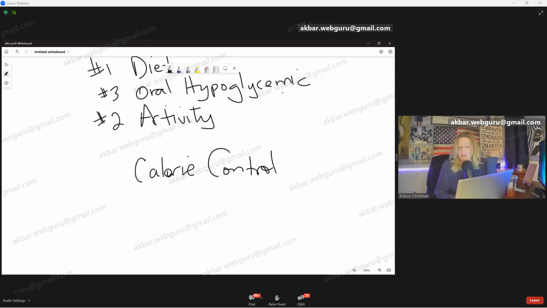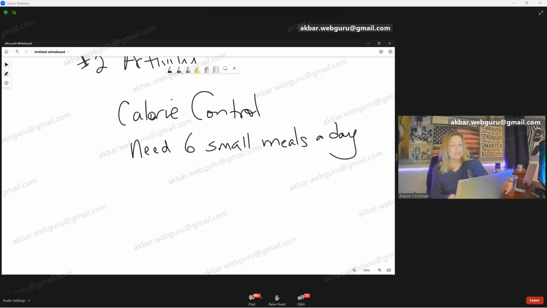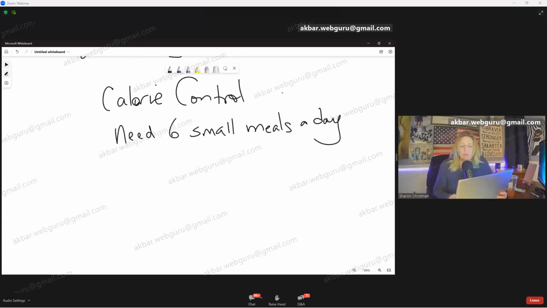It's simple as that. Now, there's an additional thing that often helps: 6 small meals a day. 6 small meals a day is better than 3 large meals a day. So it's calorie control plus 6 small meals a day. That's what we recommend to people who are type 2 diabetics.